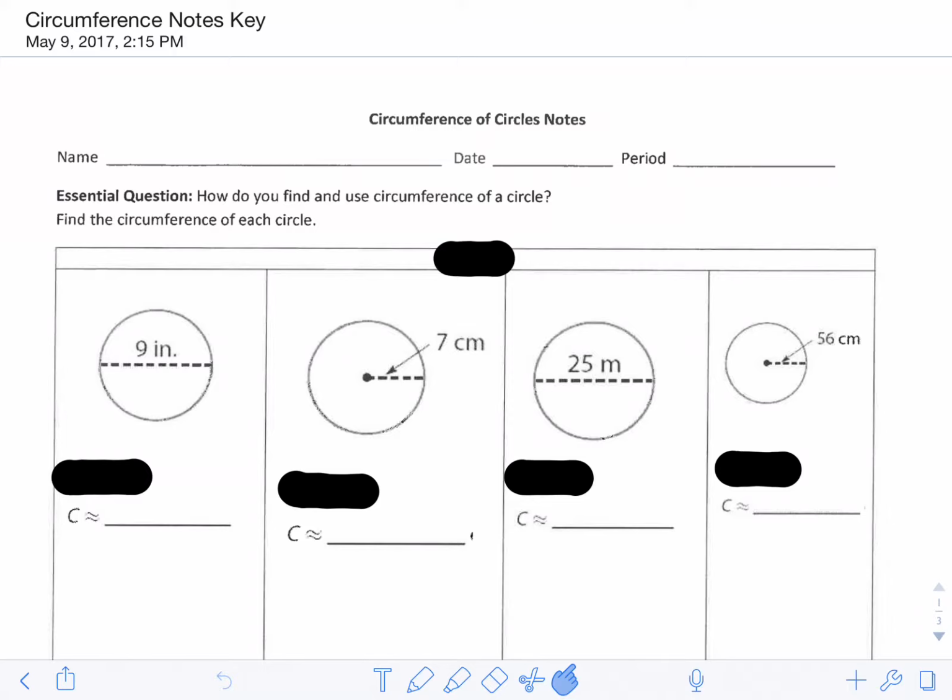All right, so here we go. The formula for circumference is 2 pi r. So all we need is the radius. Once I know the radius, I can just plug it in. We're just going to times it by 2, and that's it. So here is the first one.